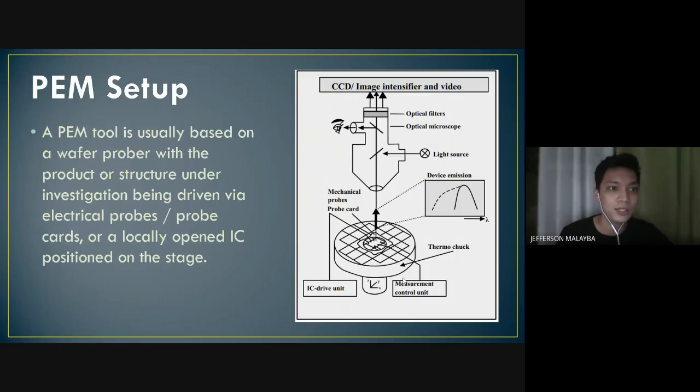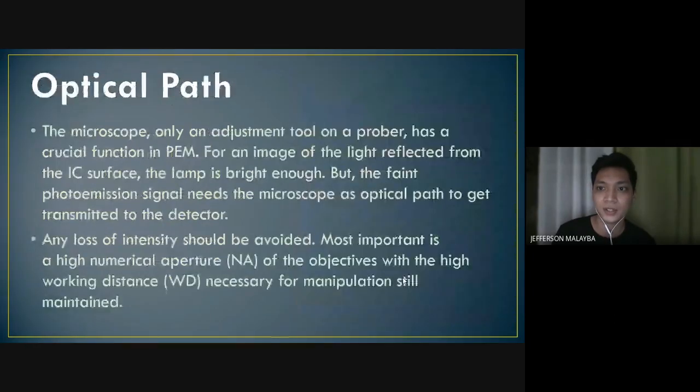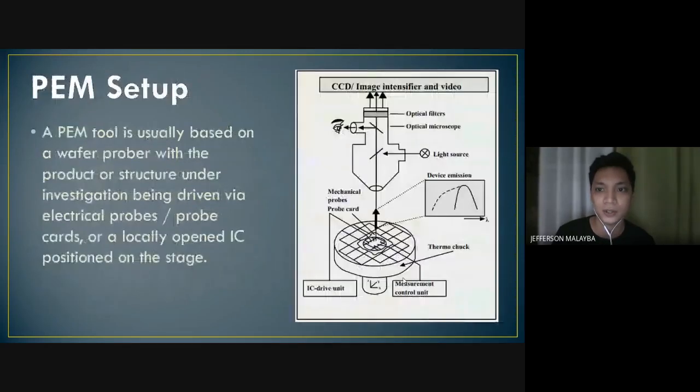So a PEM tool is usually based on a wafer prober with the product or structure under investigation being driven via electrical probes or probe cards, or locally open IC position on the stage. The faint light must be detected very sensitively, usually with a cooled CCD or charge coupled devices, or, especially for dynamic measurements, more sophisticated detectors. For localization, the resulting PEM image needs to be overlaid with a micrograph of the structure, which requires some image processing. And the next one is the optical path.